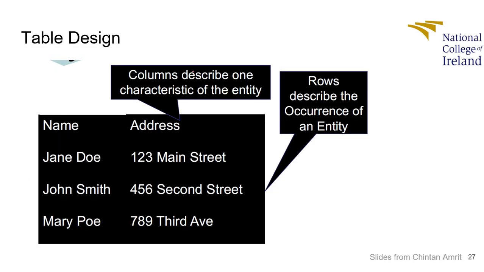So here's table design now. A column will describe one characteristic of the entity. A row will describe an occurrence of an entity. An entity is, let's say, an employee. The employee has attributes name and address, which the columns describe. And you have three employees in here, so three occurrences of the employee entity in the rows.